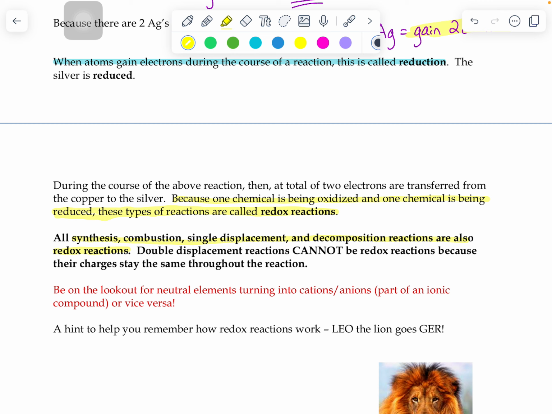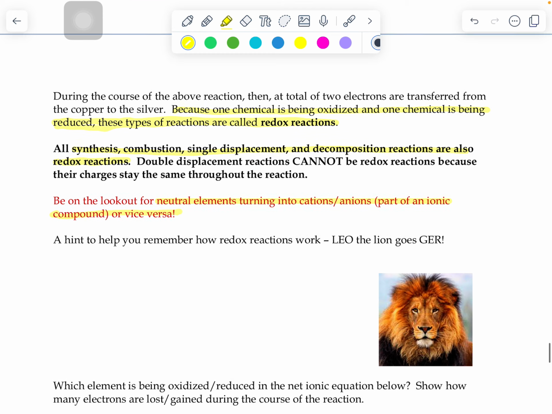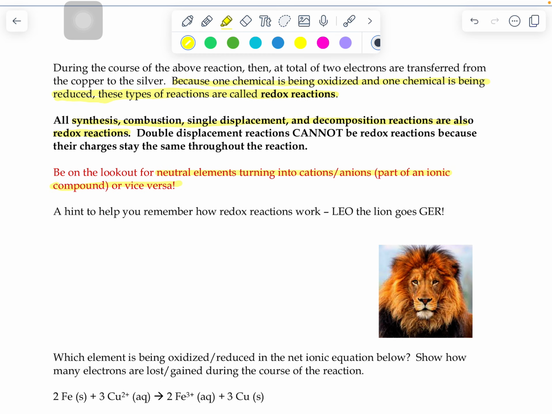So what you're going to be looking for are neutral elements turning into cations or anions that are part of a compound, or vice versa, to decide who's being oxidized, who's being reduced. Look for those things that start as an element and become part of a compound, or vice versa.